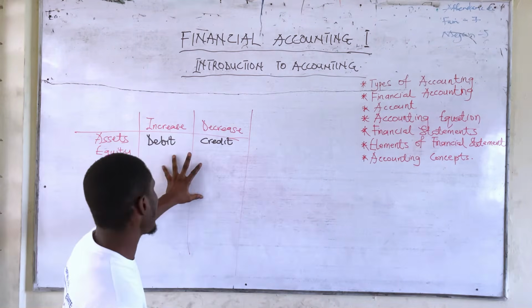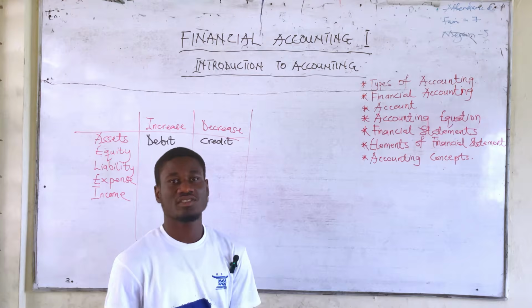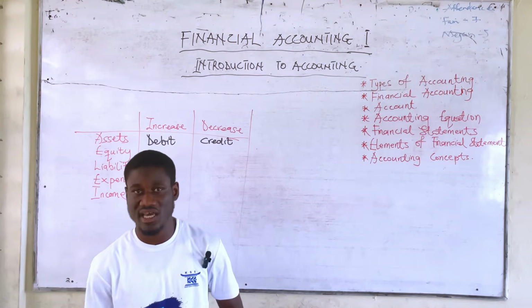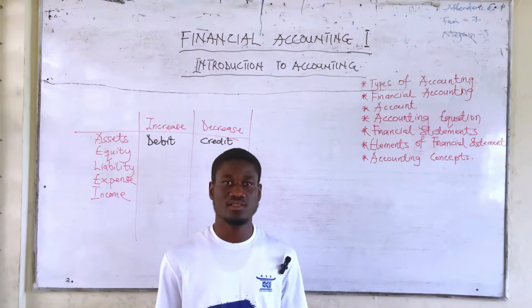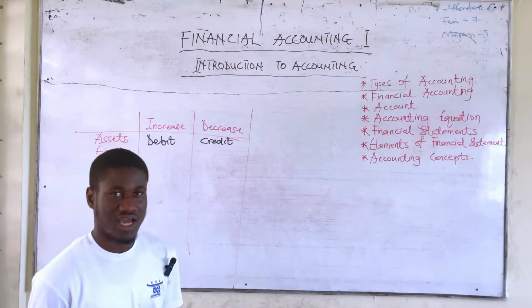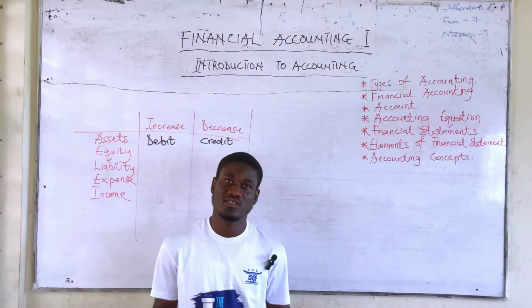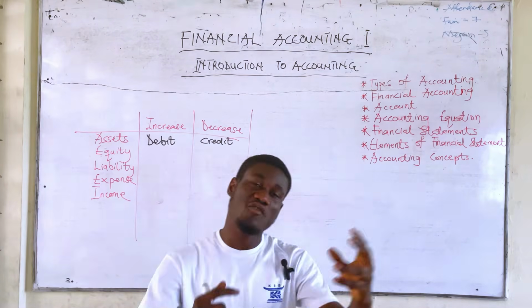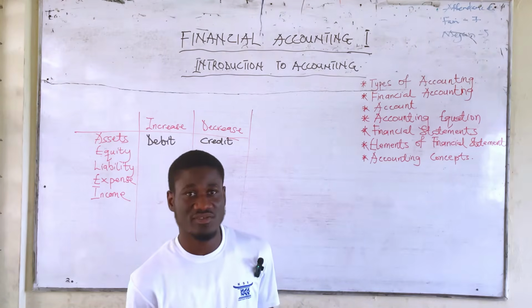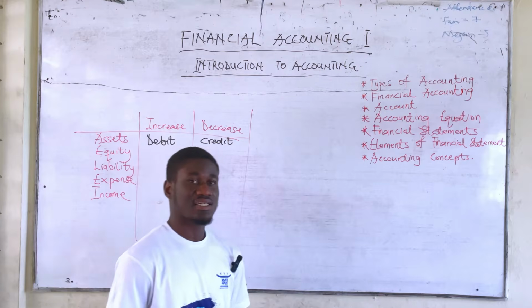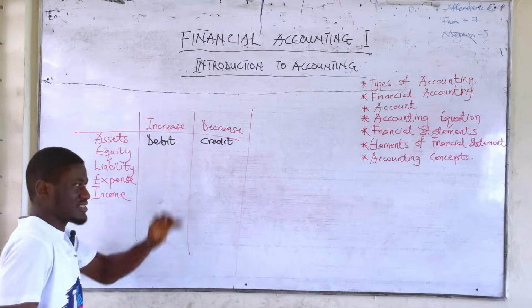Good. So now the item involved here is furniture, and we know that furniture is a non-current asset, which means it's an asset. So what is happening to furniture? Furniture has increased. First of all, let's say we had zero amount of furniture there. Now we've bought furniture. What is happening to our furniture? It has increased. Do you get it? So since it has increased, we are going to debit that furniture account.